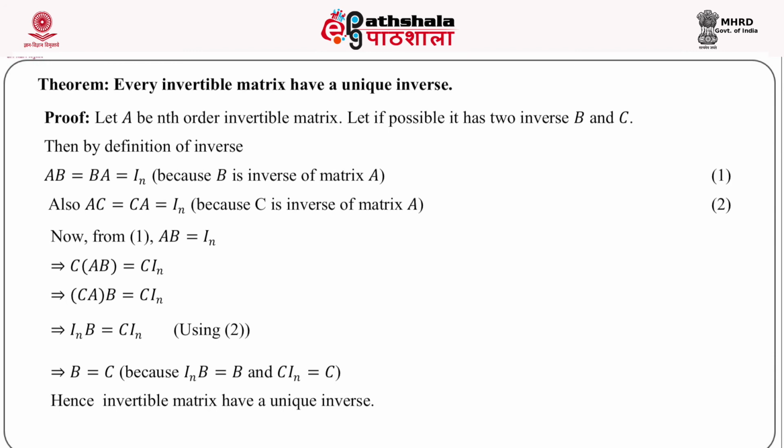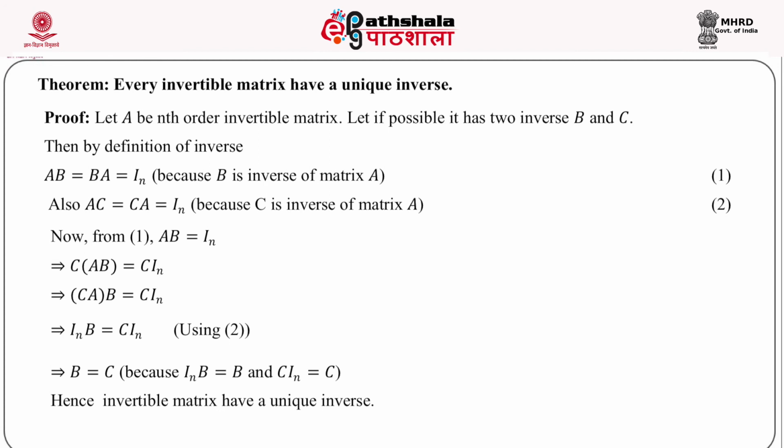Now from 1, as AB is equal to the identity matrix of nth order, multiplying both sides by matrix C, as we know that matrix multiplication is associative, we have (CA) into B is equal to the right hand side, C into the identity matrix of nth order.